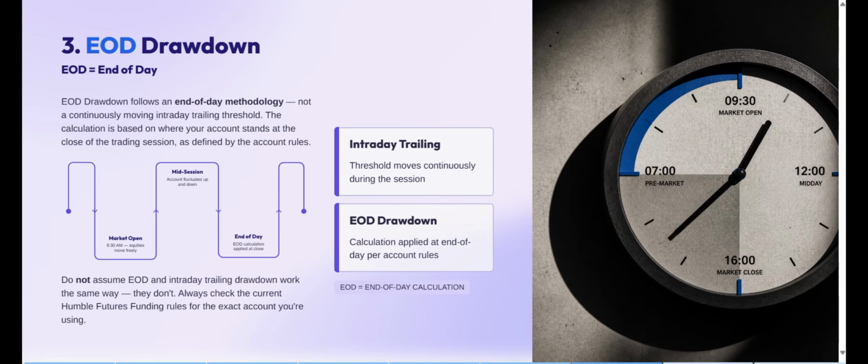EOD Drawdown. Now let's talk about EOD Drawdown. EOD stands for end of day. The important difference is that the drawdown calculation follows an end-of-day methodology rather than working exactly like a continuously moving intraday trailing threshold. Think about your trading day. Your account can move up and down multiple times throughout the session. Under an EOD structure, the applicable drawdown calculation is based on the end-of-day methodology defined by the account rules. So EOD does not mean there is no drawdown. It means the drawdown is calculated using an end-of-day methodology, and it's important to understand the exact rules for the specific account you're trading before you get started.